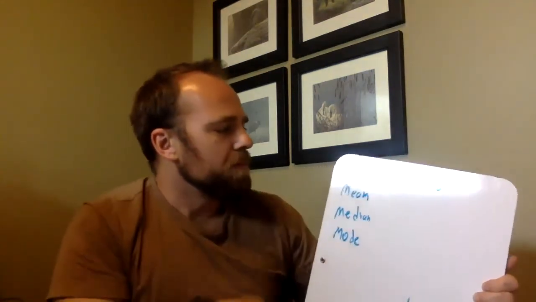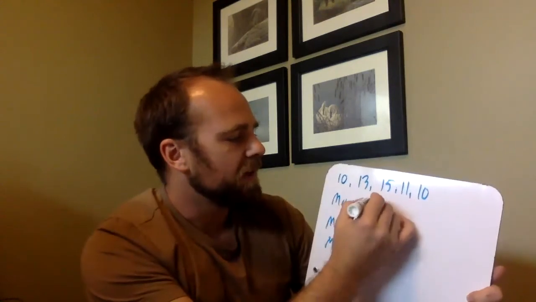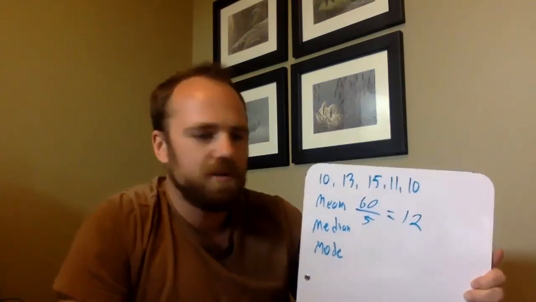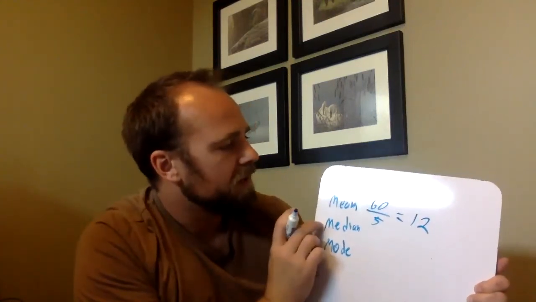So the mean in this situation, if I add them all together, I get 60. I divide it by the 5 kids that I asked, and I get $12. If I look at the median, well, I'll do the mode first. The mode in this case would be 10. If I look at the median, I'd get rid of 10, and then my median would be 11.